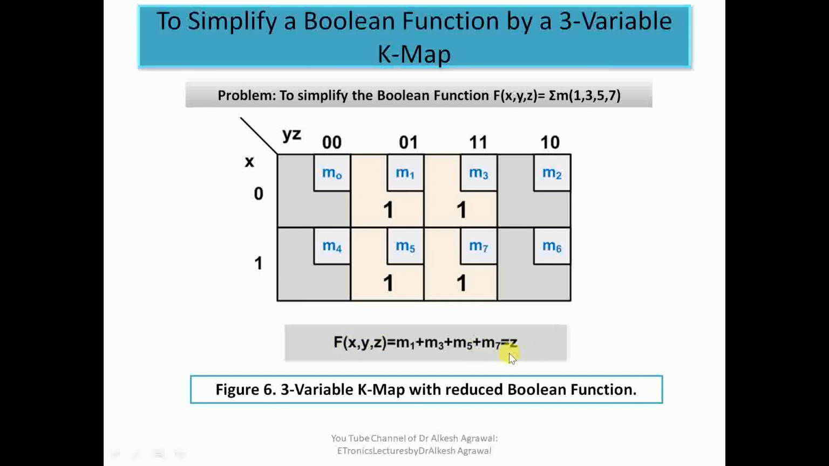So directly we can reduce a K map by removing the variable which is changing, and we keep only that variable or those variables which remain fixed in value.